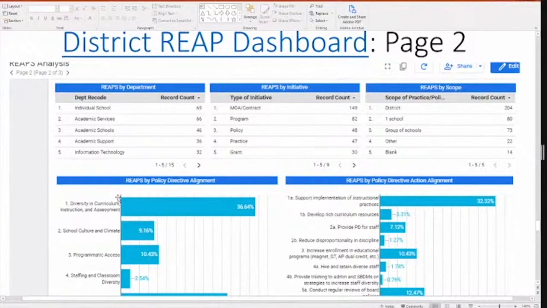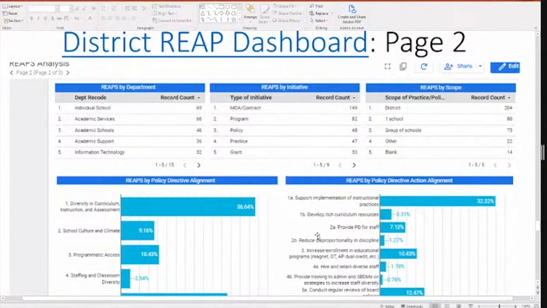And then, okay, so that's the alignment to the directives. And then we have alignment to the action steps that are outlined in the policy. So you'll see the majority is involving supporting instructional practices with, surprisingly, not as many in terms of reducing disproportionality and discipline, as we know that's something that we talk about a lot at the district. So again, this is looking at how the REAP topics were aligned to the directives for us to focus and improve as we continue to do these.